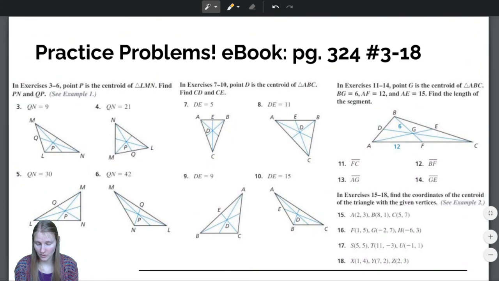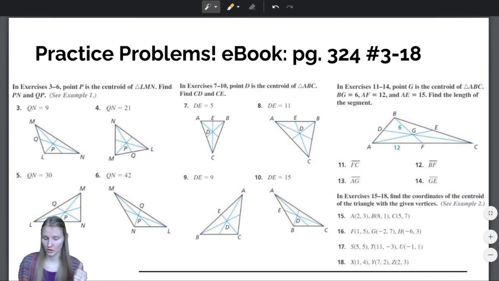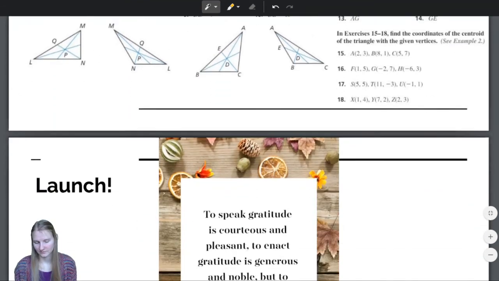Now, there are quite a few practice problems that you can do to practice the skills that you have learned in this video.